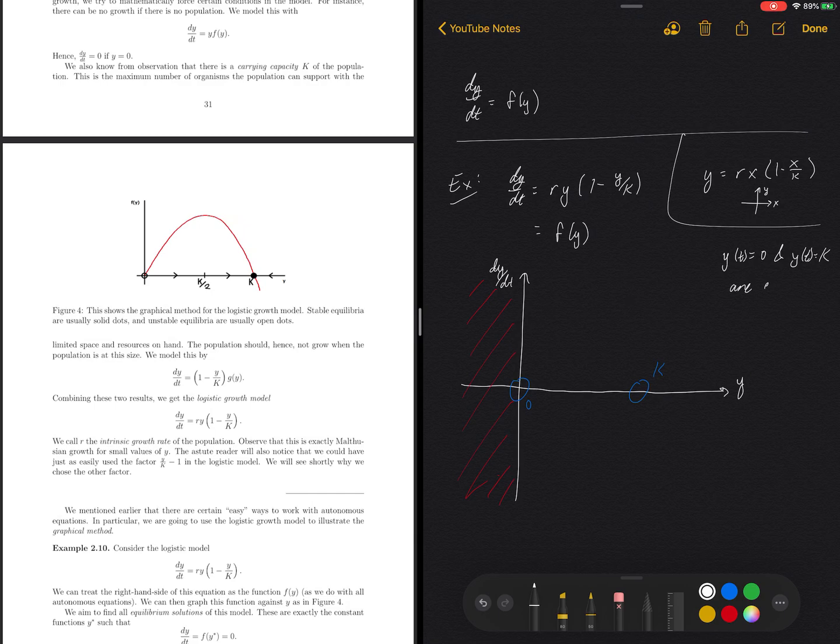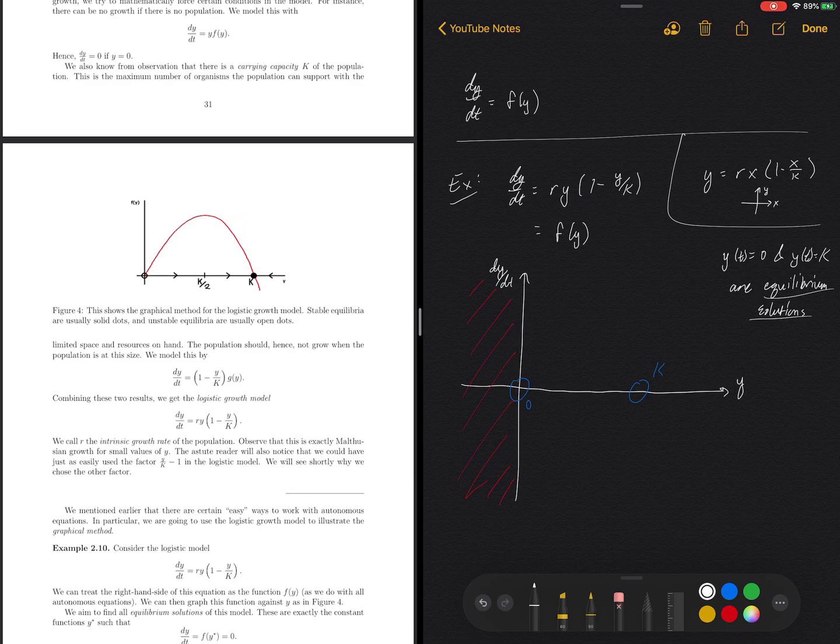So y equals 0, and I'll say y of t, just to emphasize it's not just a number, this is an actual function. y of t equals 0 and y of t equals k are what are called equilibrium solutions. And this is just to emphasize that once we hit these values, there's no more net exchange. You're either growing or dying or some combination thereof, and the equilibrium solutions have balanced those so that there is no net change in the population size.